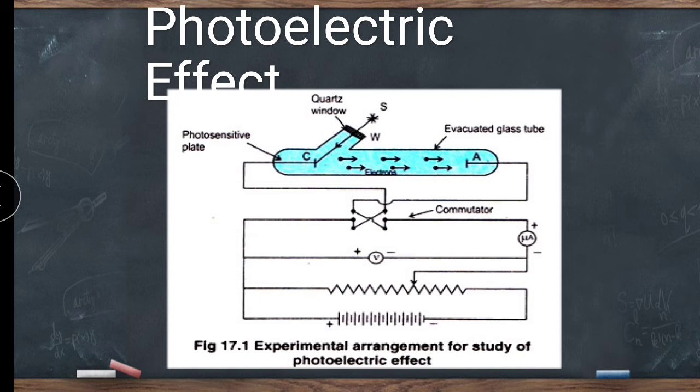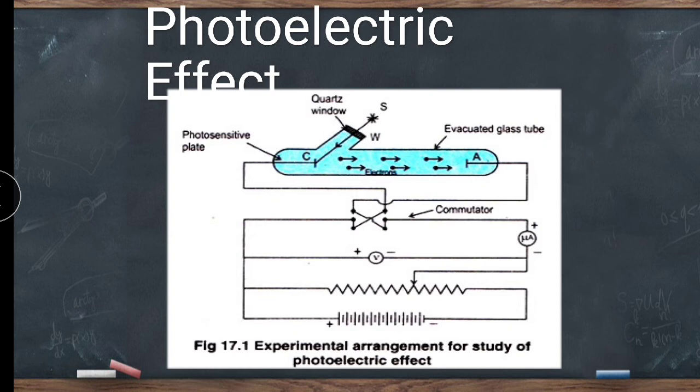Now we are going to see the definition or statement of the photoelectric effect: when light of a certain minimum frequency is incident on a photosensitive plate, the photosensitive plate starts the emission of electrons, and that emission of electrons is nothing but the photoelectric effect. So this is all about the photoelectric effect.